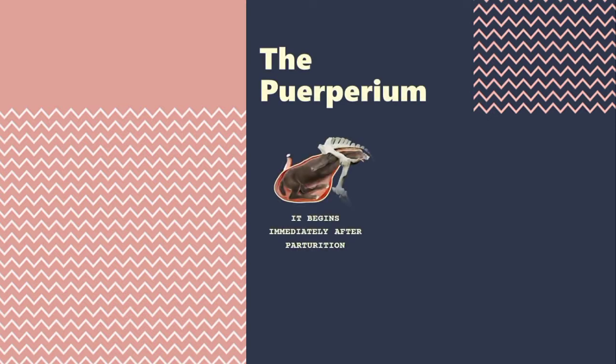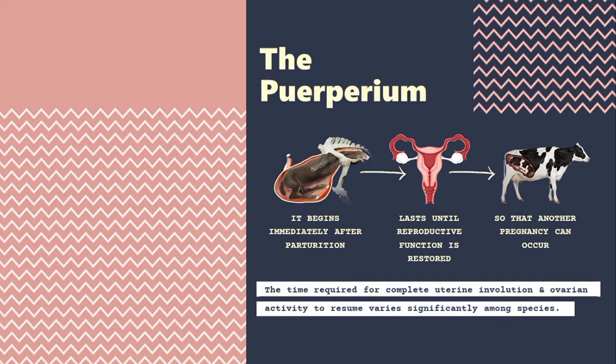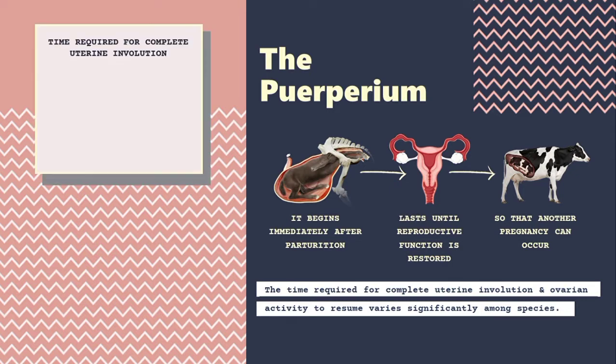The puerperium begins immediately after parturition and lasts until reproductive function is restored so that another pregnancy can occur. The time required for complete uterine involution or repair and ovarian activity to resume in the postpartum female varies significantly among species. Presented on the upper left part of the slide is the time required for complete uterine involution in various female species. Among our domestic and livestock animals, the bitch requires the longest time for complete uterine involution, which is 90 days, followed by the dairy cow, which requires 45 to 50 days.